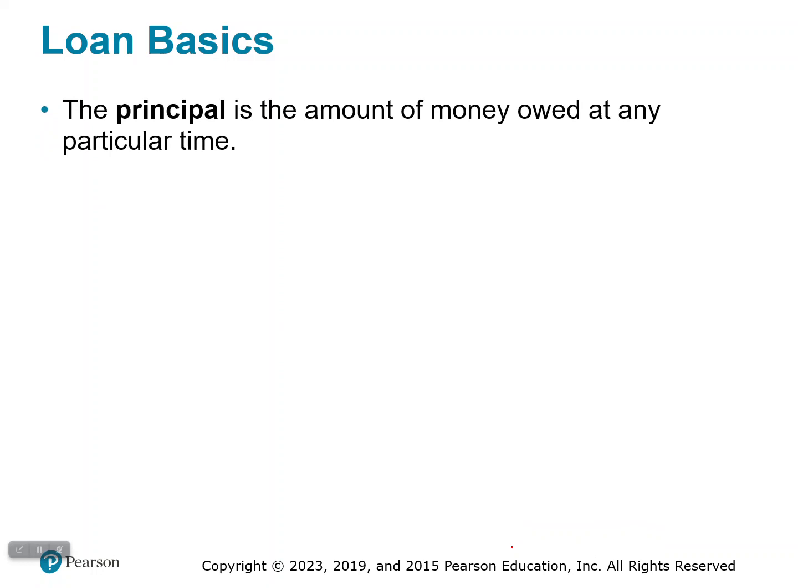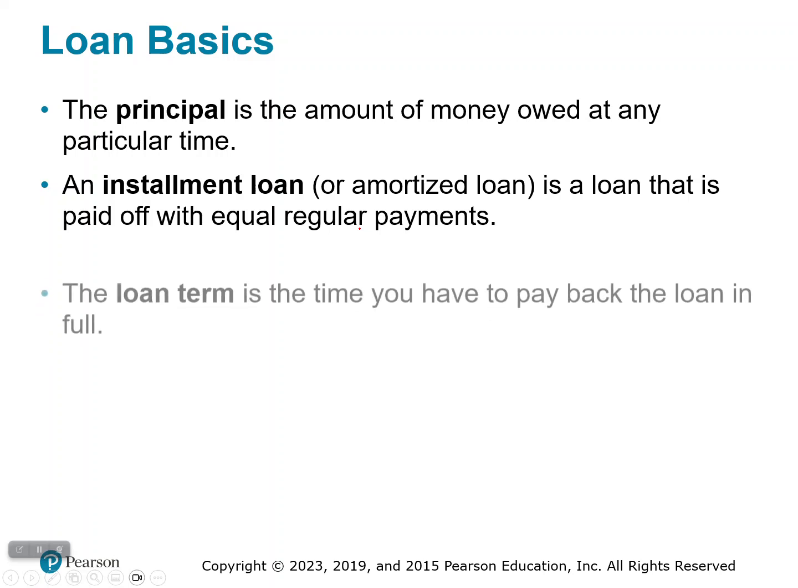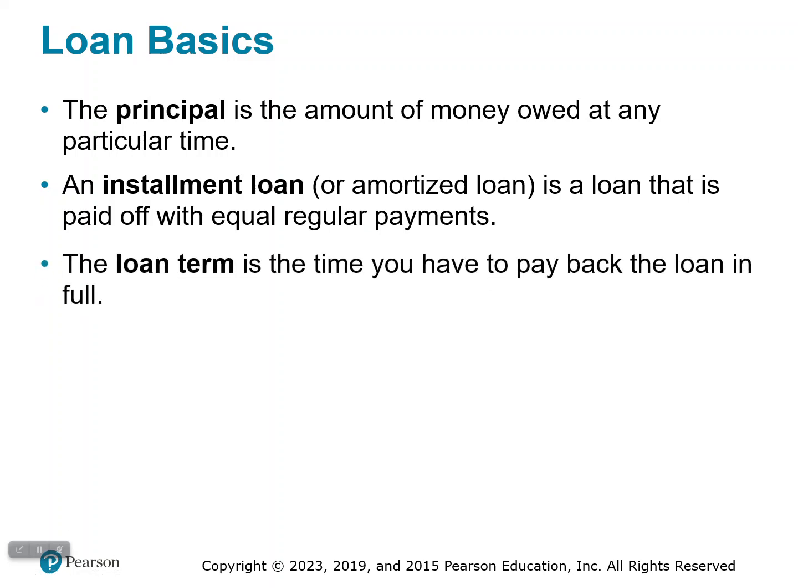The principal is the amount of money owed at any particular time. This is how much you borrowed initially or how much remains of what you borrowed in the future. An installment loan or amortized loan is a loan that is paid off with equal regular payments. This is like your car payment, which never changes month to month. Your house payment doesn't change month to month. Those types of loans. The loan term is the time that you have to pay back the loan in full. So at the end of the loan term, you no longer owe money. You've paid everything back to the lender.